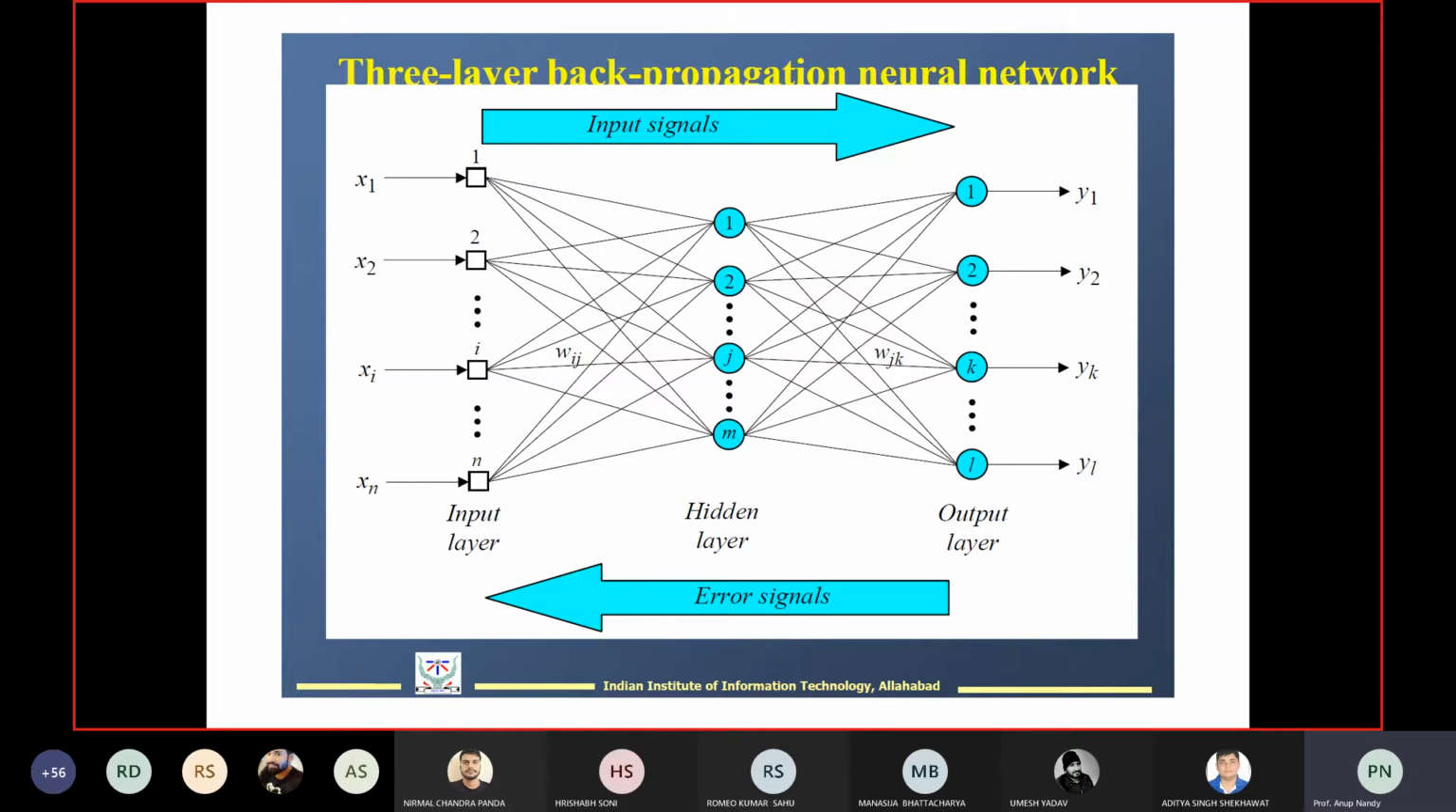Now there is obviously a weight, that is w_jk. In the weight notation, the first subscript j denotes the previous layer neuron, so that is the jth neuron of the hidden layer, and k is the other subscript, the kth neuron in the output layer. Then this output layer is going to generate y1, which is output 1, y2, yk, then yl.